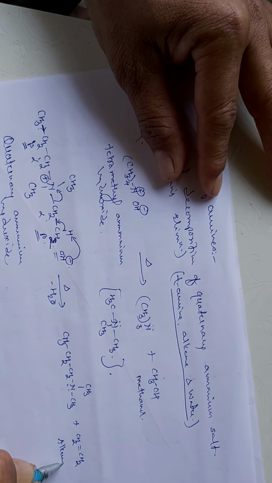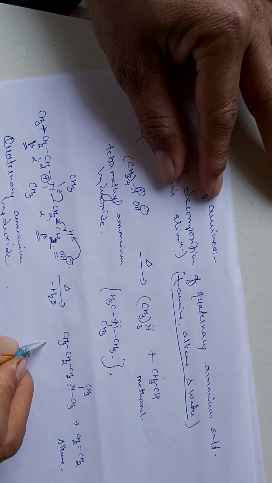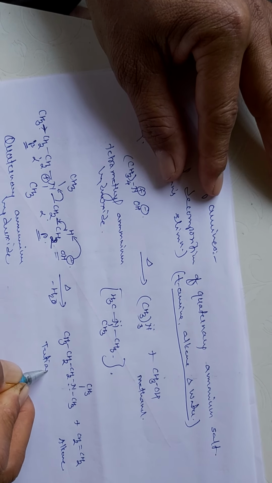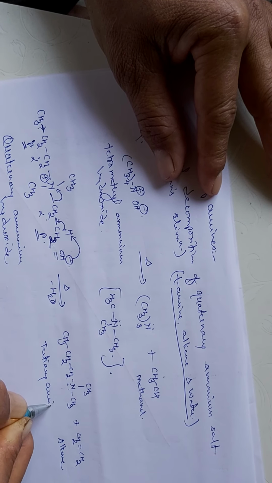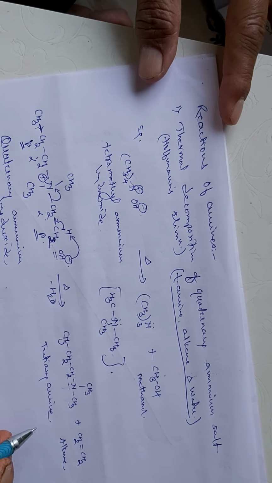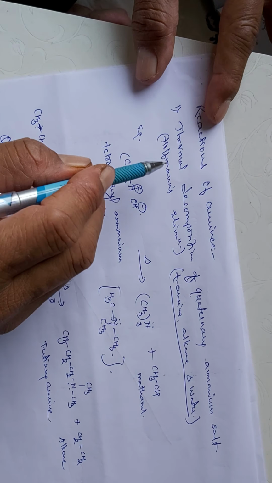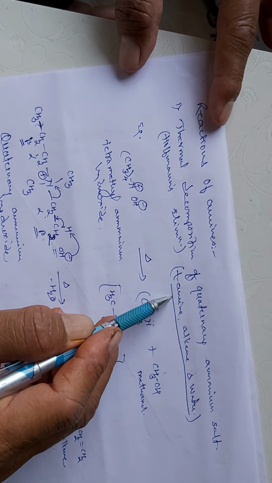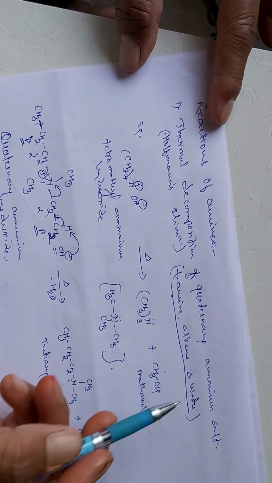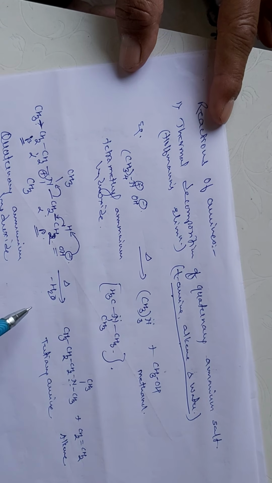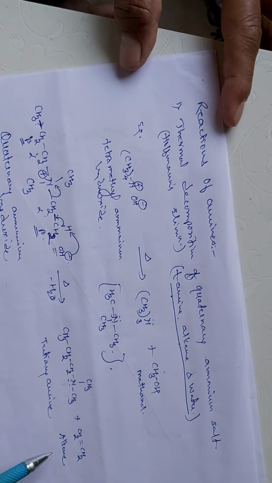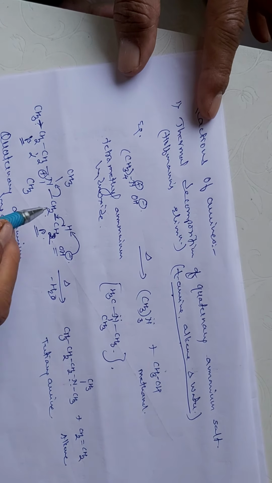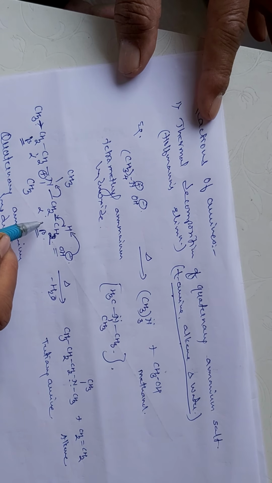Alkene is obtained, and here we are getting the formation of tertiary amine. So our reaction which we are studying, that is the thermal decomposition of the quaternary ammonium salts, we get the formation of tertiary amine, alkene and water. Water is liberated here in this first step, and the tertiary amine and alkene are obtained. But this is the case where there is a presence of beta hydrogen atom.